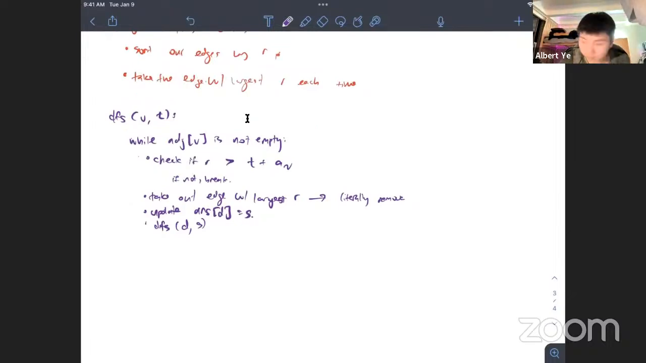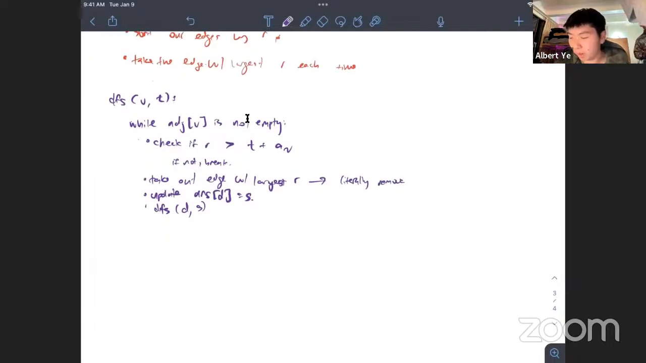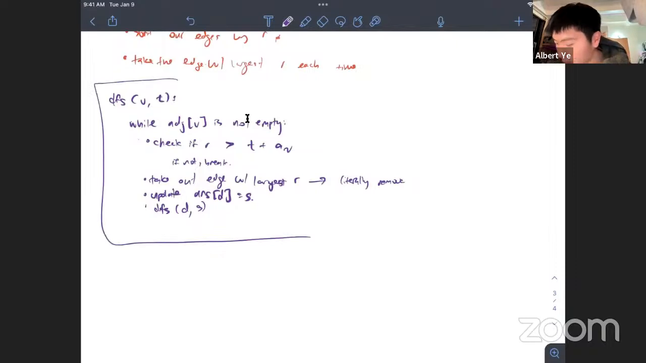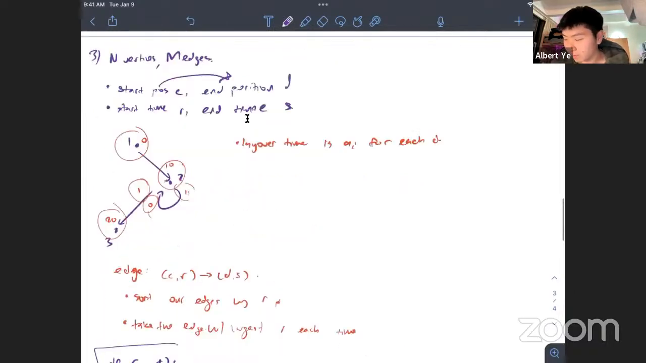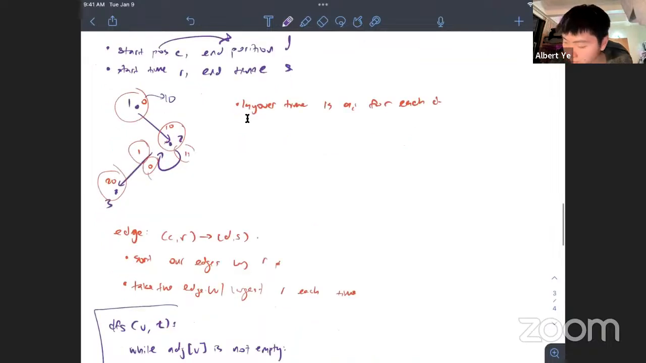And yeah, so this is essentially how we run our recursion for DFS. And we initially call it from 0 with time negative infinity, because otherwise notice that 0 still has a layover time. So the layover time for 1 is 10 right here. Oh wait, not 0. Every time I said 0, I meant 1.